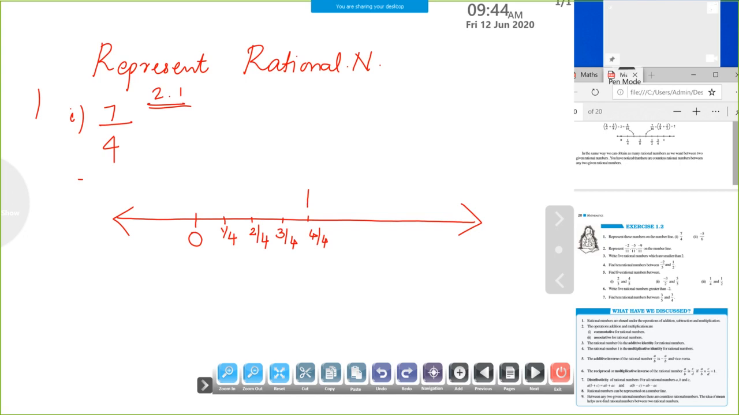So the number you're going to represent is more than 1. Okay, that is another thing you can identify from the number and the marking we are doing. Next is 5 by 4, 6 by 4, 7 by 4. So I reach the number where I need it. So this is the number 7 by 4 on the number line.